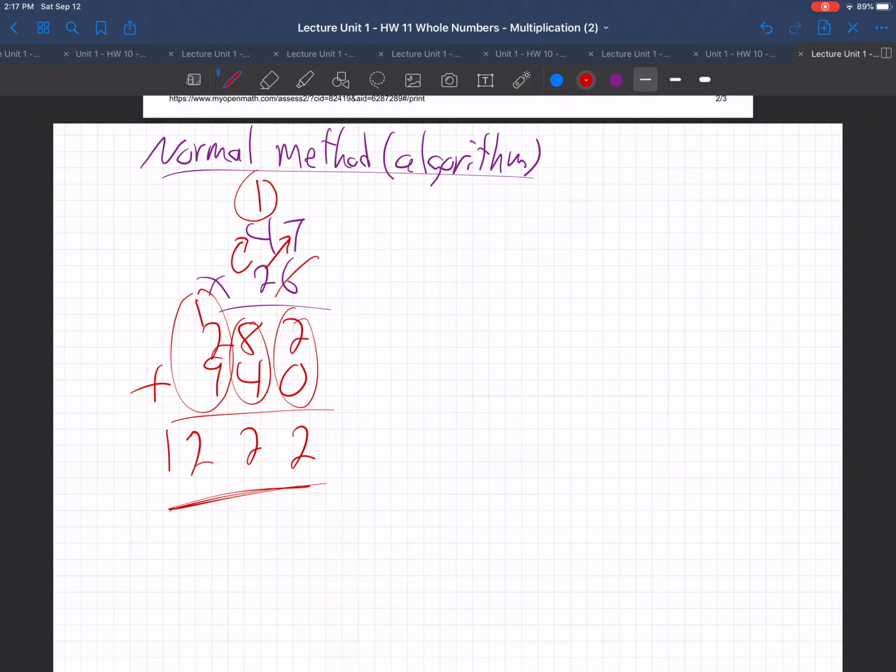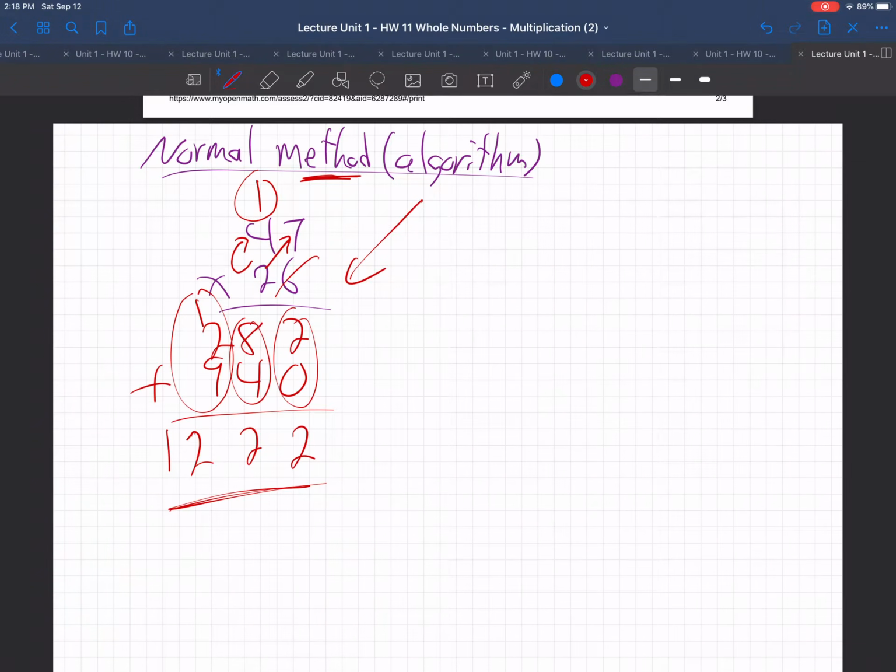That's the normal method. That is definitely how you should teach younger folks to multiply by hand. I know we use our calculator and everything, and you can totally use your calculator on the exam. But you will teach younger folks how to do this by hand, if you're at that age group anyway. This is the standard algorithm, and that's how you should teach it.